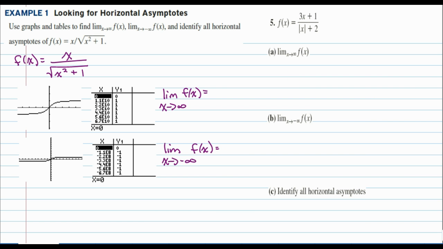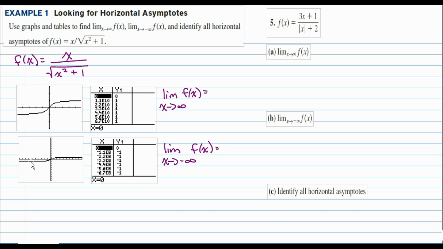Now let's look at an example that's got two different horizontal asymptotes, one to the right and one to the left. We've got f of x equals x over square root of x squared plus 1, and we're going to use the graphs and tables to find the limit as x approaches infinity and negative infinity, along with identifying all horizontal asymptotes. So graphically, I can look at this and say, okay, my values as x approaches positive infinity looks like the y values are going to approach 1.